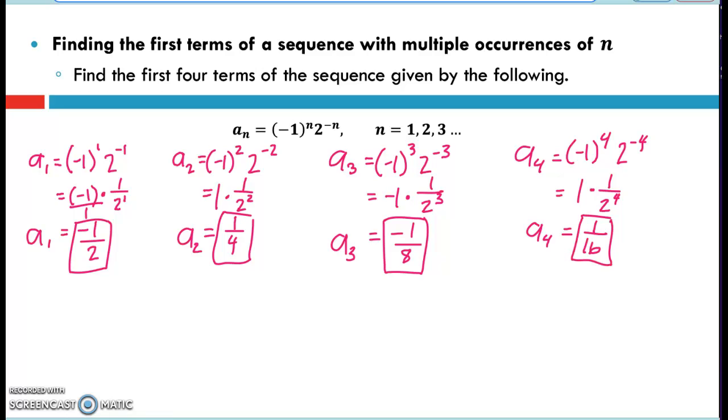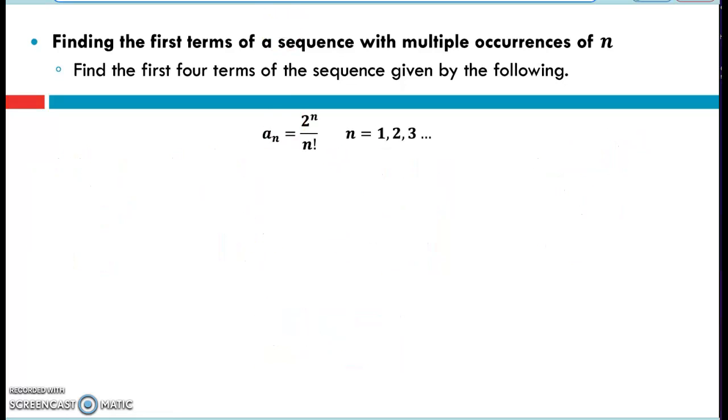So what are the first four terms? -1/2, 1/4, -1/8, and 1/16. Now the next problem I'm going to talk about talks about factorials. So if you need help with factorials, I have a video on factorial expressions. Let's go ahead and take a look at that one. So here is our sequence that has a factorial expression in it.